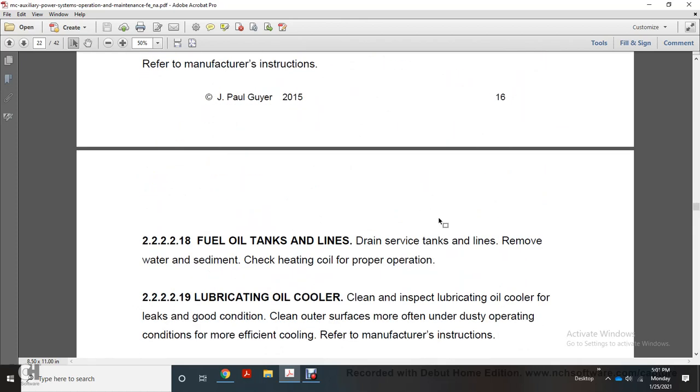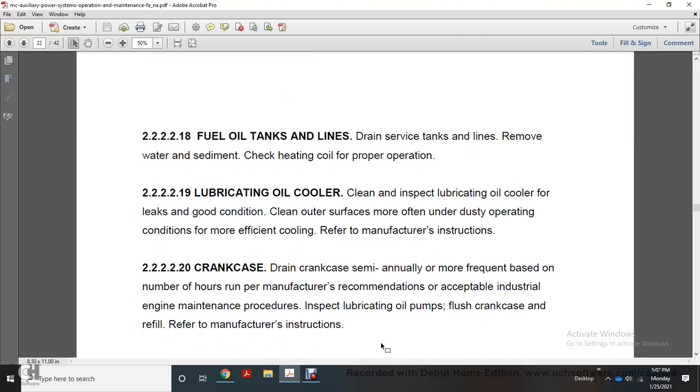Fuel oil tanks and lines: drain the tanks and lines. Remove the water and sediment. Check the heating coil for proper operation. Lubricating oil cooler: clean and inspect. Check the lubricating oil cooler for leaks and good condition. Clean the surfaces more often under dusty operating conditions for more efficient cooling. Refer to manufacturer instruction.